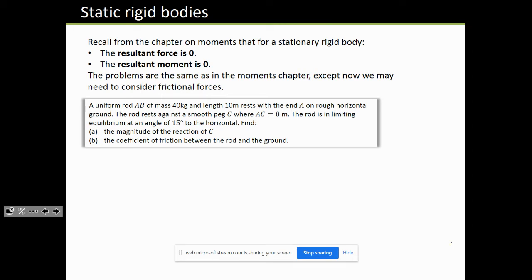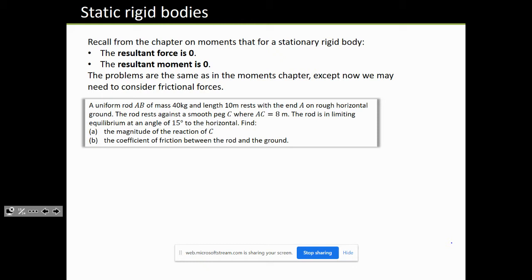So we're going to be looking at static rigid bodies, which means stationary solid objects. Recall that stationary objects have a resultant force of 0 and a resultant moment of 0. In this section we're also going to include frictional forces, where the friction is the coefficient of friction multiplied by the normal reaction force. It's also important to remember that the normal reaction force is perpendicular to the surface that it is touching.